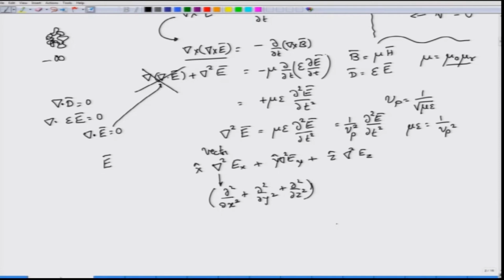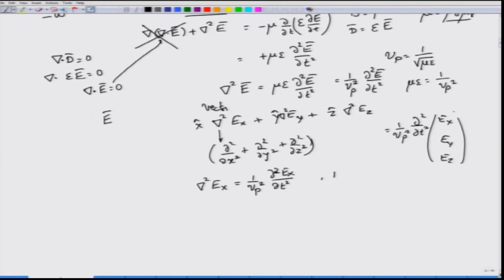When you do that, you will generate 3 separate sub wave equations, one wave equation for Ex, one for Ey, one for Ez, because the right hand side can also be split up in the same way. You have 1 by Vp square del square by del t square of Ex, Ey and Ez. So, there are 3 individual x, y, z components for the electric field, to each of which you apply 1 by Vp square del square by del t square. So, what you essentially get is del square Ex is equal to 1 by Vp square del square Ex by del t square. Is that okay? Similarly you can write down one equation for Ey as well as one for Ez.